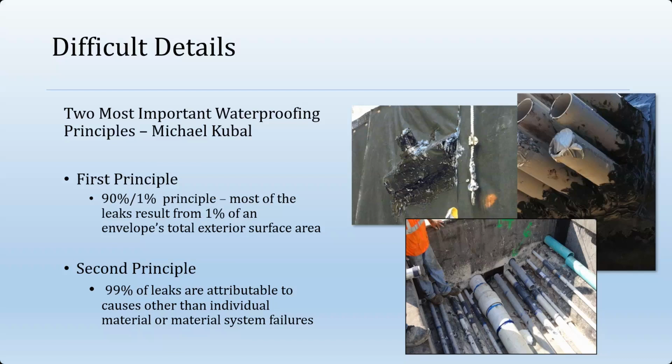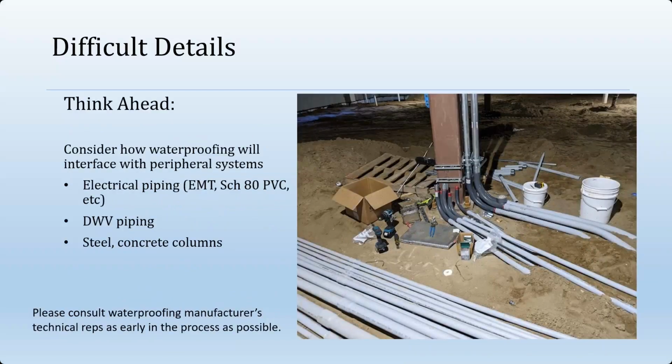So just, this waterproofing principles, the first principle, 99-1 principle: most of the leaks result from 1% of the envelope's total surface area, and 99% of leaks are attributed to causes other than the material or material failures. So some of these conditions, again, design for constructability or ease of constructability, is something I always harp on. So think ahead. Consider how waterproofing systems will interface with other elements.